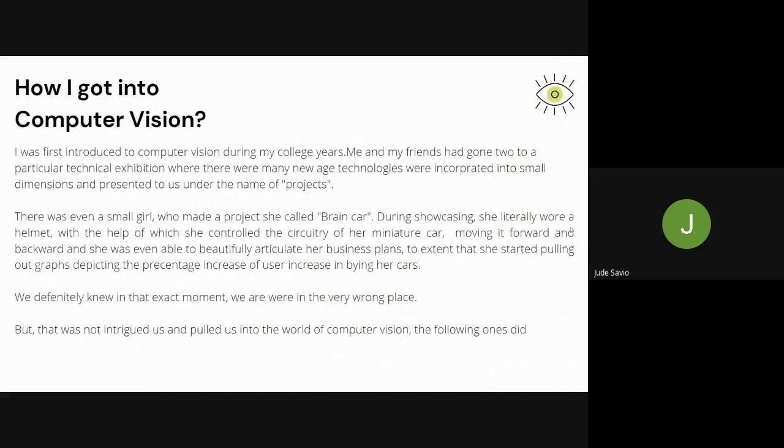So let's begin with our topic today. How I got into computer vision. This is just a small story from my life when I was in my college years. Me and my friends had gone to this particular technical exhibition. This was quite a big deal for us back in the day, since we got invited to attend this session, where people from that time used a lot of new age technologies like VR, blockchain, artificial intelligence, machine learning, and everything, and incorporated it into very tiny, small dimensions of packages and presented it to us in the name of projects.